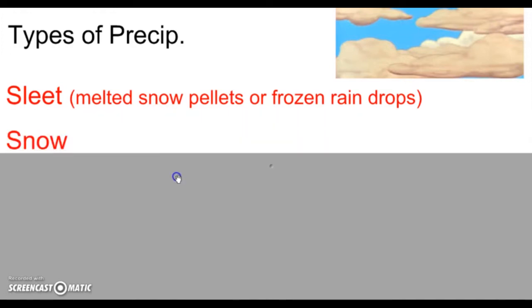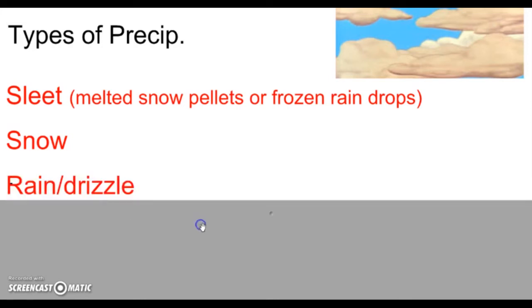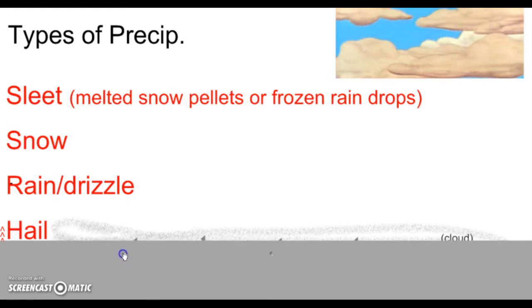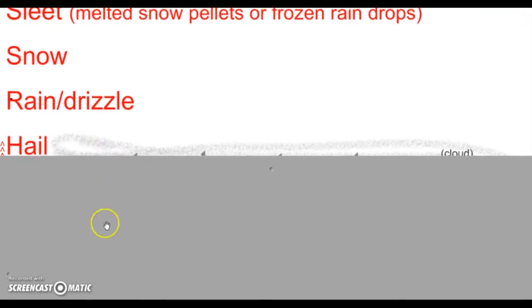Okay, there's snow, and we're not going to write anything down for snow. You know what snow is. Rain/drizzle. Lastly, there's hail. Okay, so hail. We are going to cover exactly how hail forms.